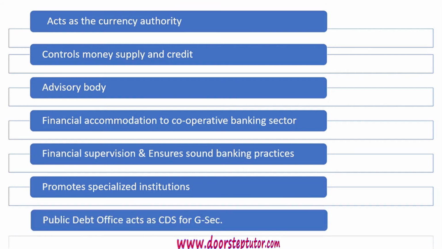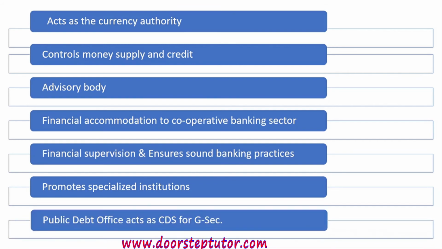Last is Public Debt Office. It acts as a CDS for G-sec securities. In the Public Debt Office function, the management of raising of finance by the government and issuance of new loans and advances on behalf of the Government of India or state governments is handled by the Public Debt Office of the RBI. So RBI acts as CDS, that is Central Depository System, for government purchase or sale of government securities.